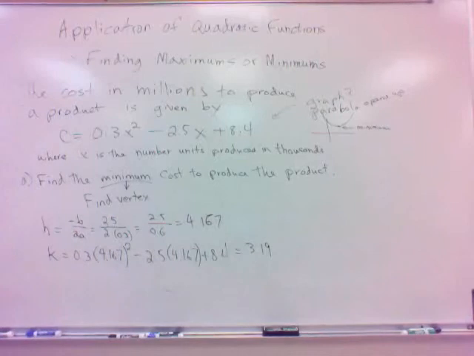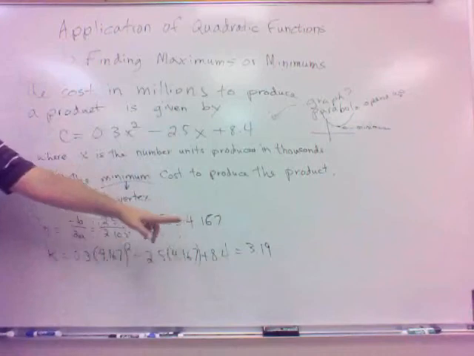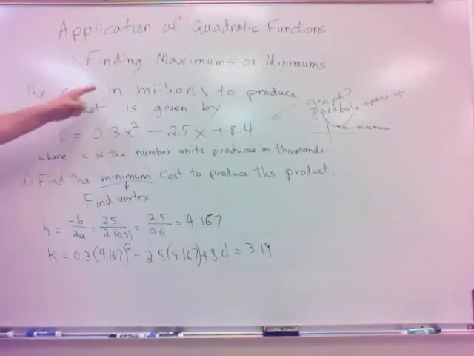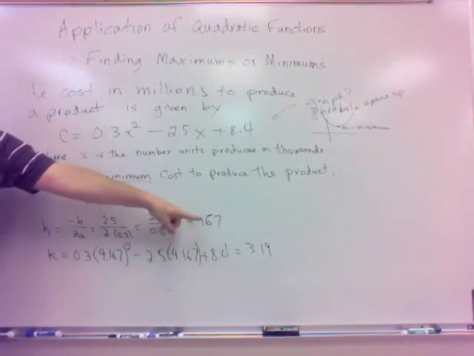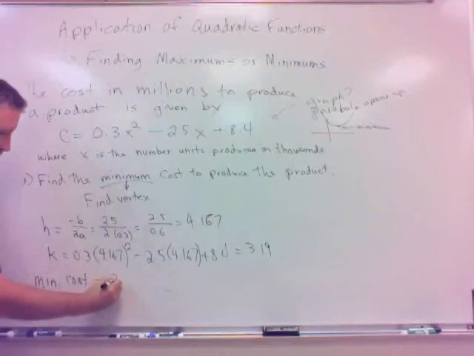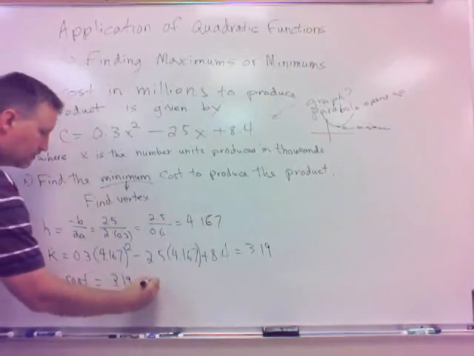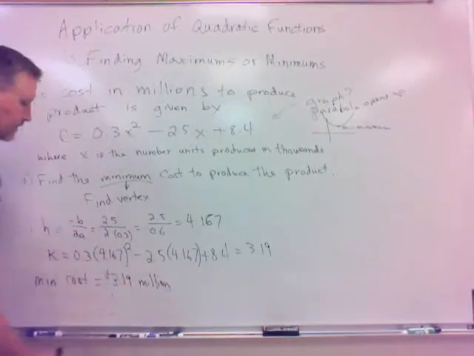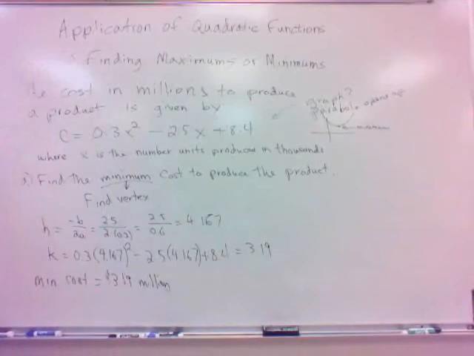So what's the answer here? Find the minimum cost to produce the product. Well, the answer is close. 3.19 is part of the answer, but what's the actual answer? Since that's the minimum cost, the k value, and the cost is in millions, wouldn't the minimum cost be 3.19 million? 3.19 million dollars. Yeah, we're producing a pretty nice little product.